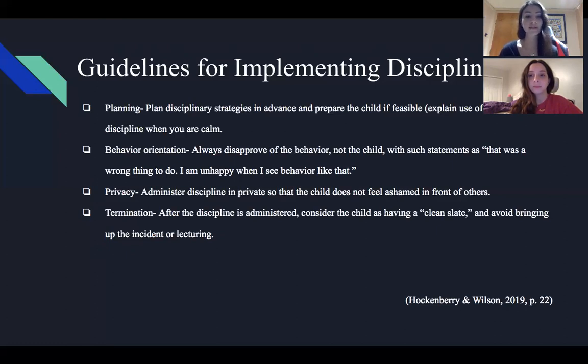And then termination. After the discipline is administered, consider the child as having a clean slate and avoid bringing up the incident or lecturing. So once that discipline is implemented, it's important that the child does not bring it up again and to move forward.